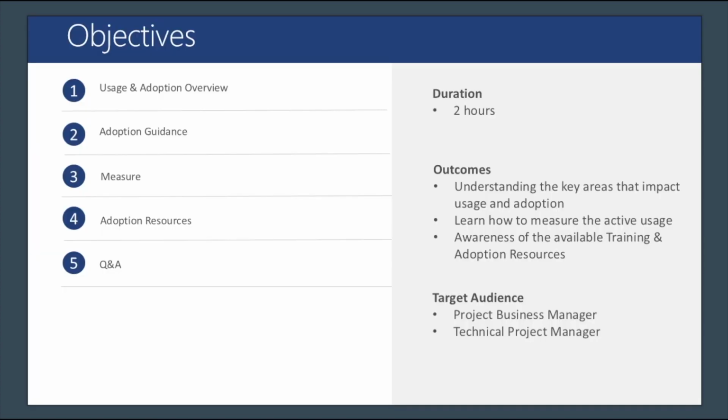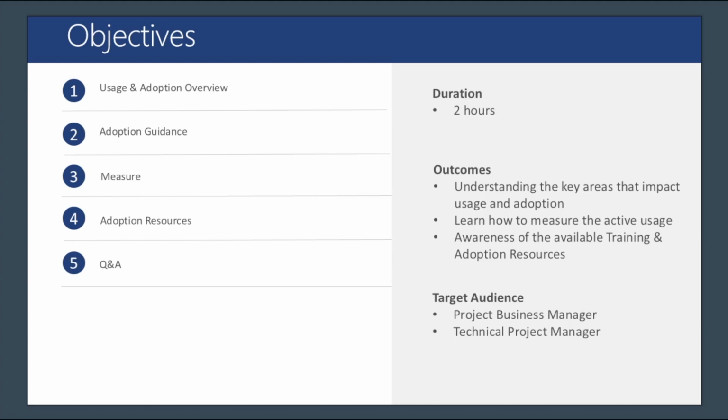So our objectives for today, we're going to talk about usage and adoption overview in terms of how usage and adoption is important. We're going to discuss some concepts of adoption guidance. We're going to talk about how you can measure how your adoption is going. Provide you with some additional adoption resources, and then of course we'll cover question and answer at the end of the session. We expect this session to run somewhere between 1 and 2 hours.